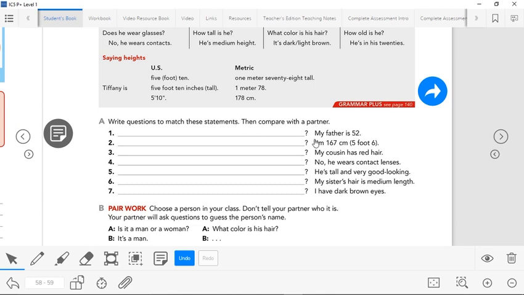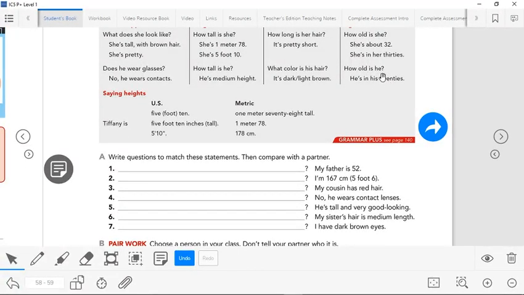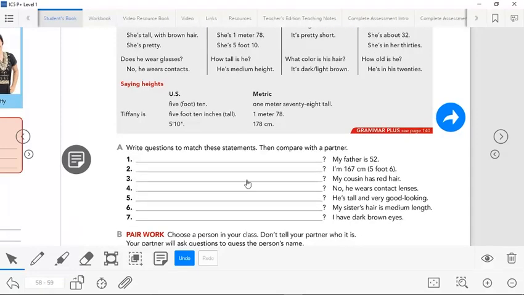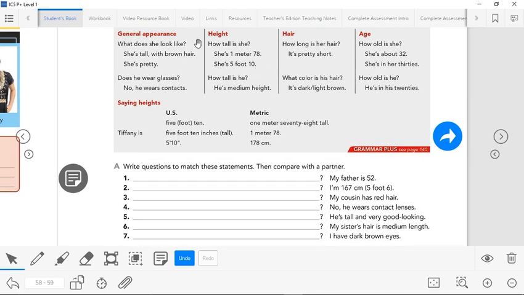So if they tell you, oh, my father is 52, what was the question for this? How old is your father, for example? Because you're talking about the father of another person, okay? So take your time to complete each one of these using this type of questions, and adapt it to each one of the things. Because if we're talking about the cousin, ask for the cousin. If you're talking about the father, ask for the father. Okay? So take your time, and when you finish, we continue.